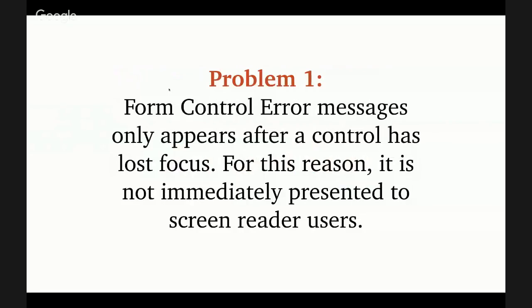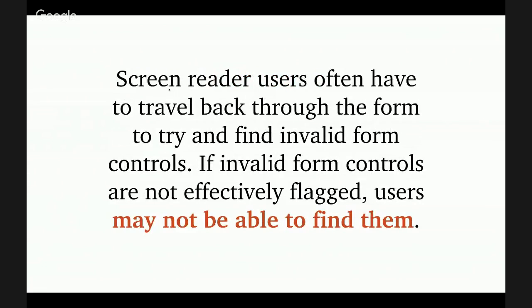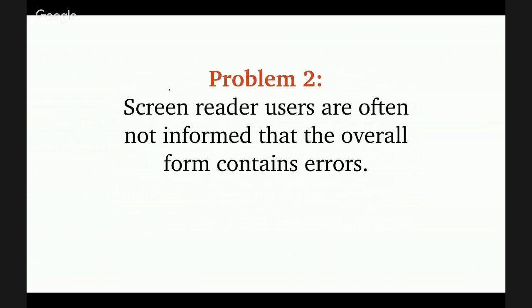Problems. Form control error messages only appear after a control has lost focus, so when a user moves out of that area. For this reason, it's not immediately presented to screen reader users. So screen reader users often have to travel back through a form to find out that a field is invalid. The second problem is much more important: screen reader users aren't informed about the overall form having errors, not just individual form fields, but the whole form.